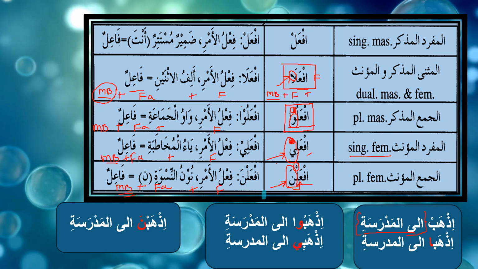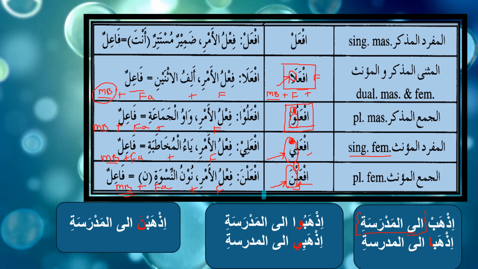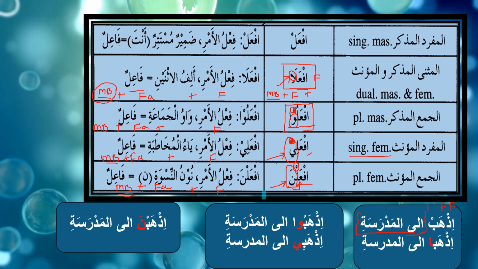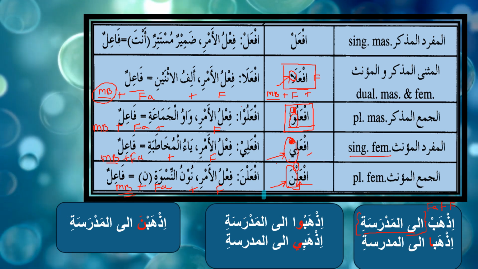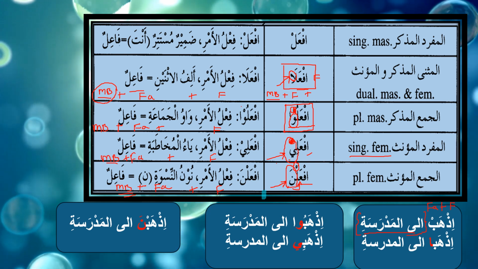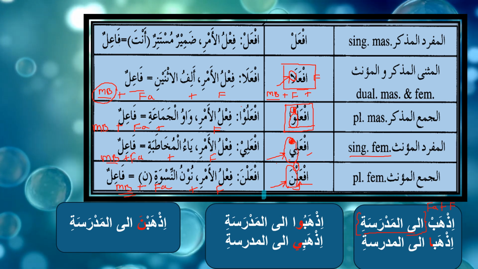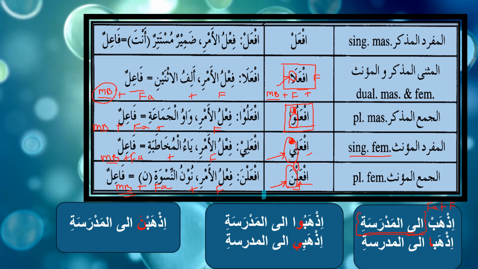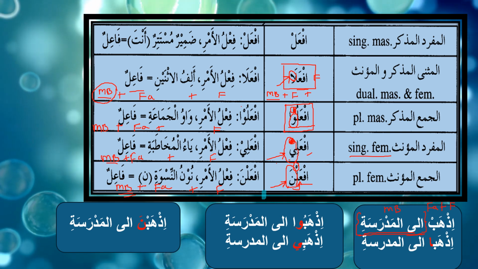So where is your jumla fi'liyya formula? In idhab, you have your fa'il. Where is the fa'il? The fa'il is hidden as damir mustatir anta, because you are commanding the male person right in front of you. And where is the maf'ulun bihi? The maf'ulun bihi is the whole shibh jumla in the position of maf'ulun bihi.